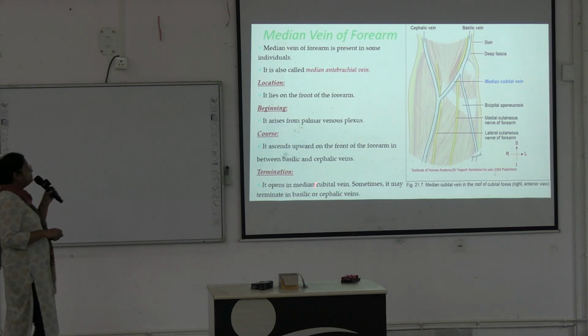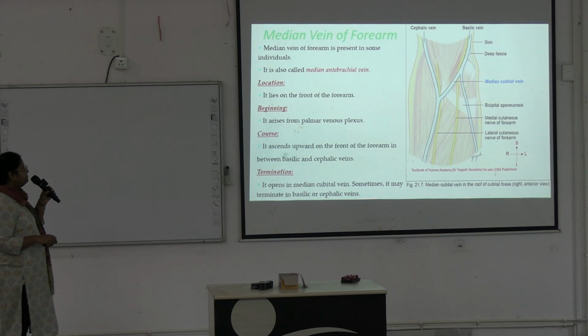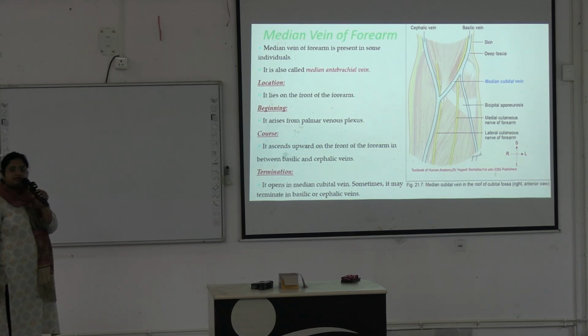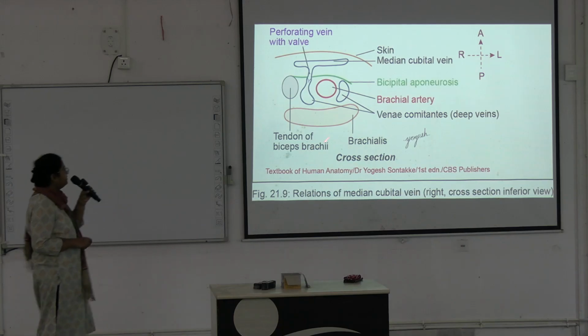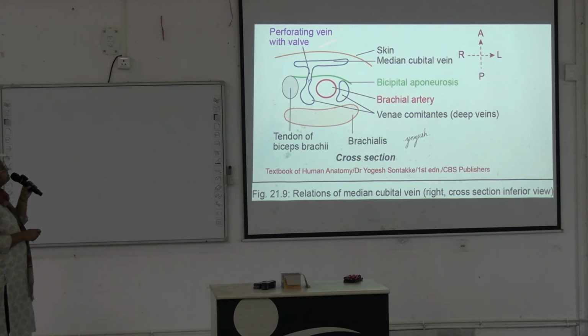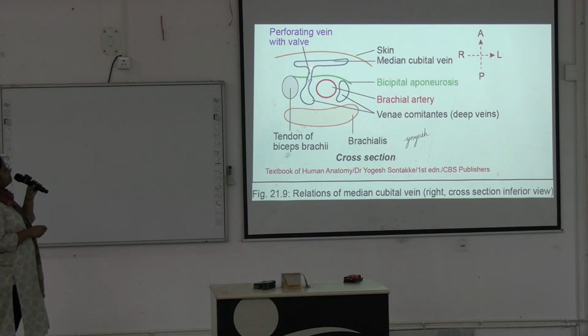It opens in the median cubital vein and sometimes it may terminate in the basilic or cephalic veins. See here the perforator vein. This is skin, below the skin in the superficial fossa lies the superficial vein, median cubital vein. It is connected through this perforating vein with the deep vein. So these are the deep veins. Deep veins are the venae comitantes of this brachial artery.